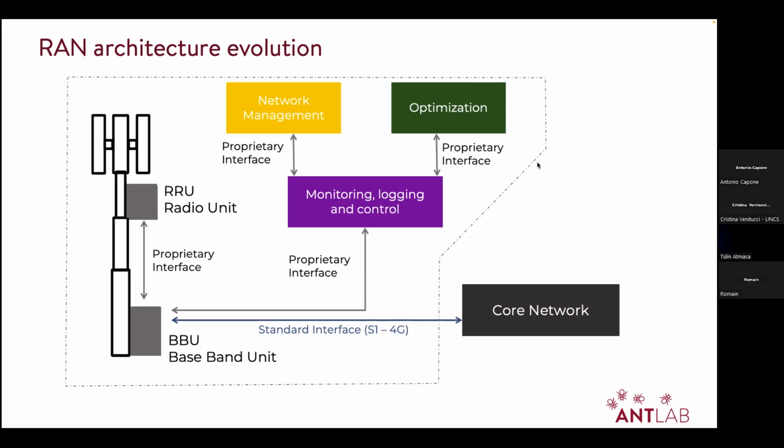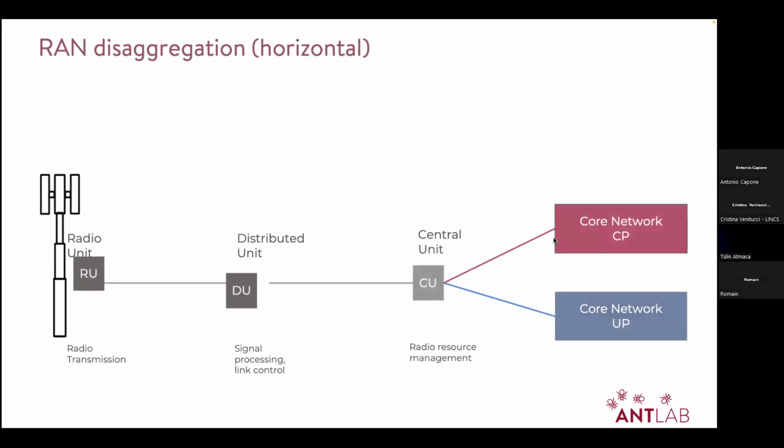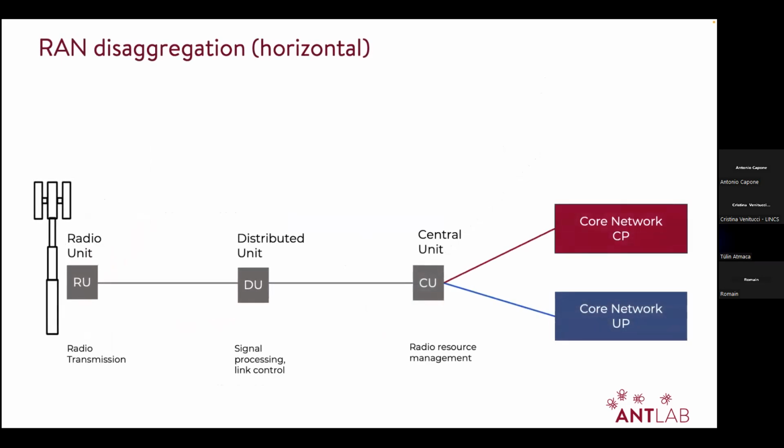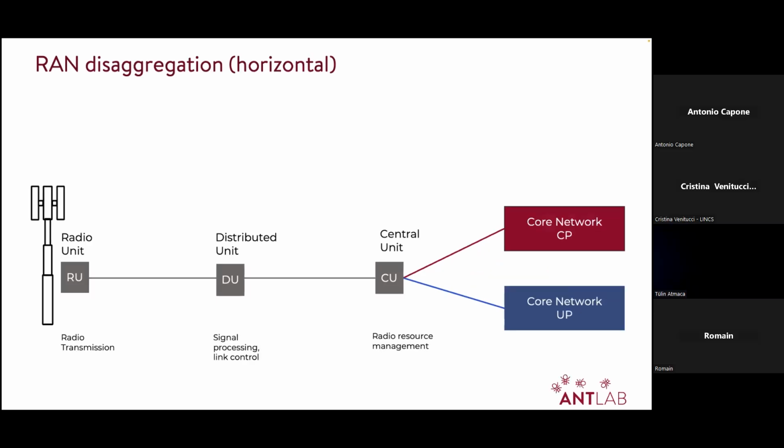So what is happening now with 5G is that we are really disaggregating the network horizontally and trying to distribute it geographically in the service area, which means that in principle you can separate what we call the radio unit, connect it through a fronthaul link to a distributed unit, and then to a central unit, where you typically have only radio transmission here, signal processing and link control in the distributed unit, and all the radio resource management in the central unit. And then, of course, you are connected to the core network.